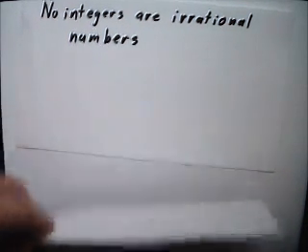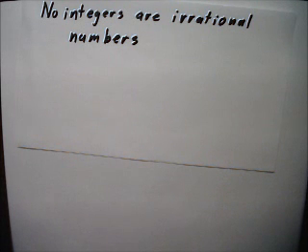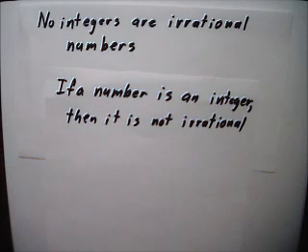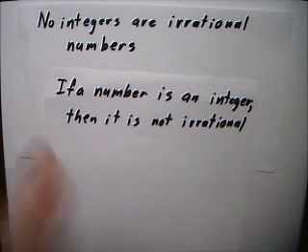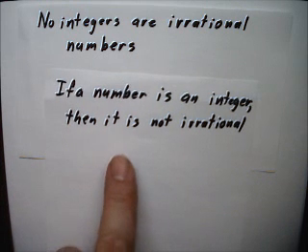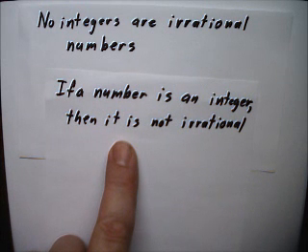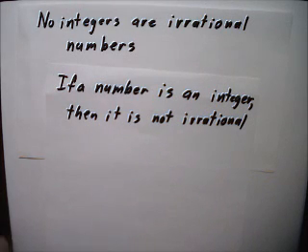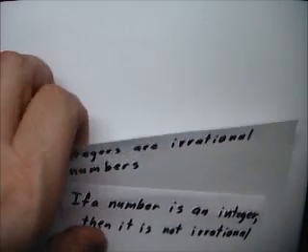Now, I did this myself, and what I came up with was something a little different. I said, if a number is an integer, then it is not irrational. And again, it's exactly the same statement in my opinion, and I think this is also a correct answer. If a number is an integer, then it's not irrational. So those are two possibilities for the first one.